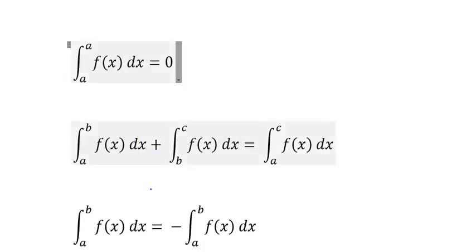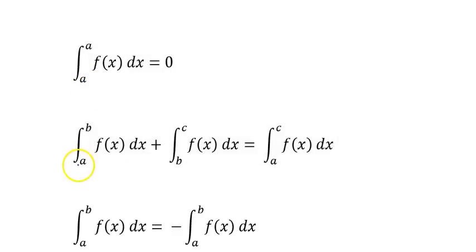A couple more. We have this one. The first one I call the common sense one, the integral from a to a of f of x dx. Well, if you remember that it stands for area, if you're going for the area from a number to itself, like the area between 2 and 2, you haven't got any area accumulated. It's just like a straight line. So that area is 0 if the limits are the same.